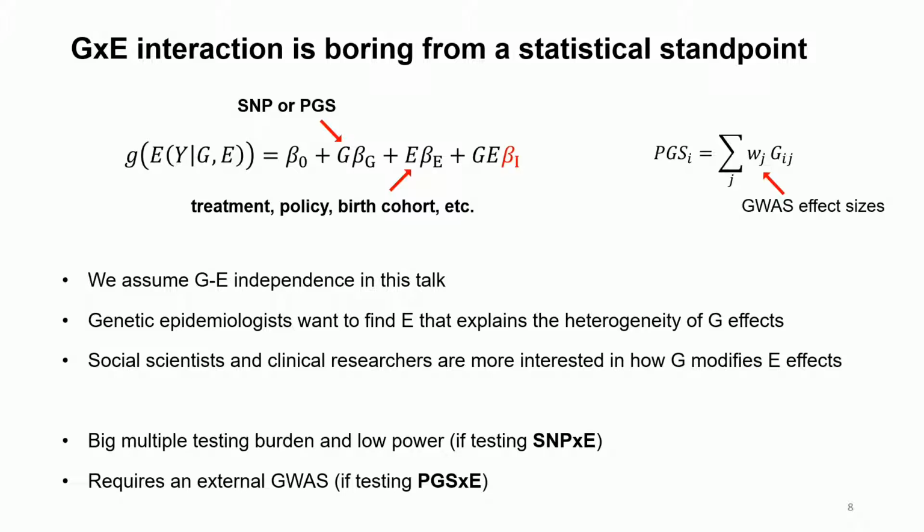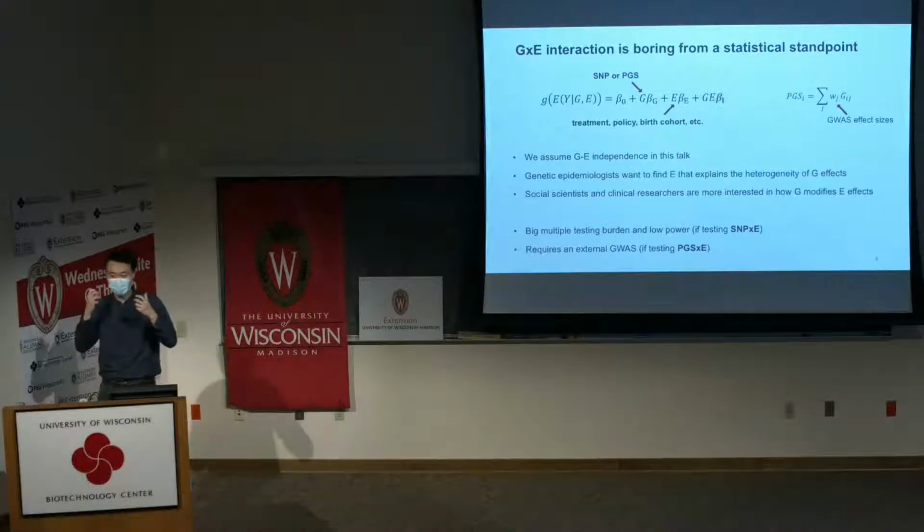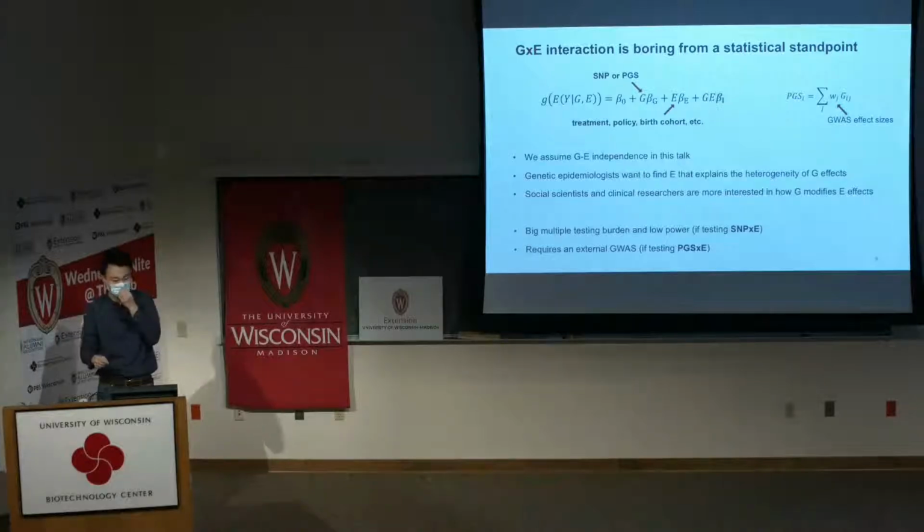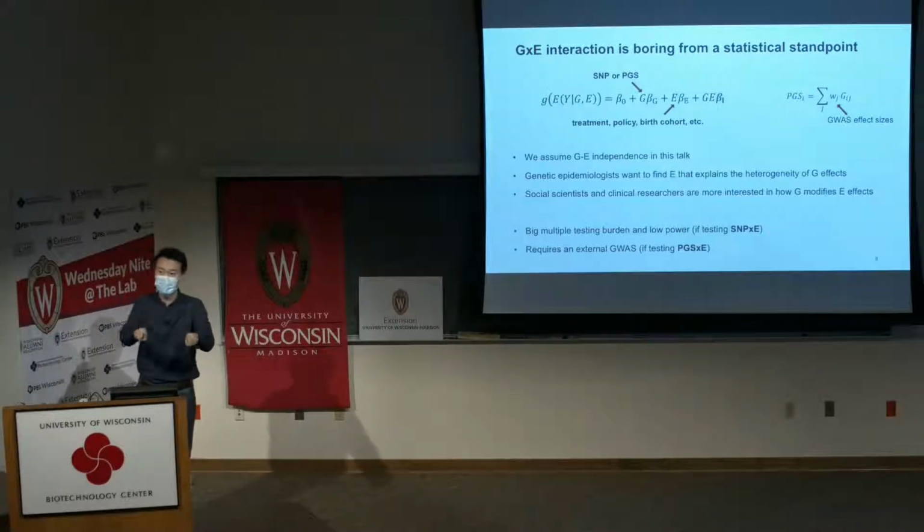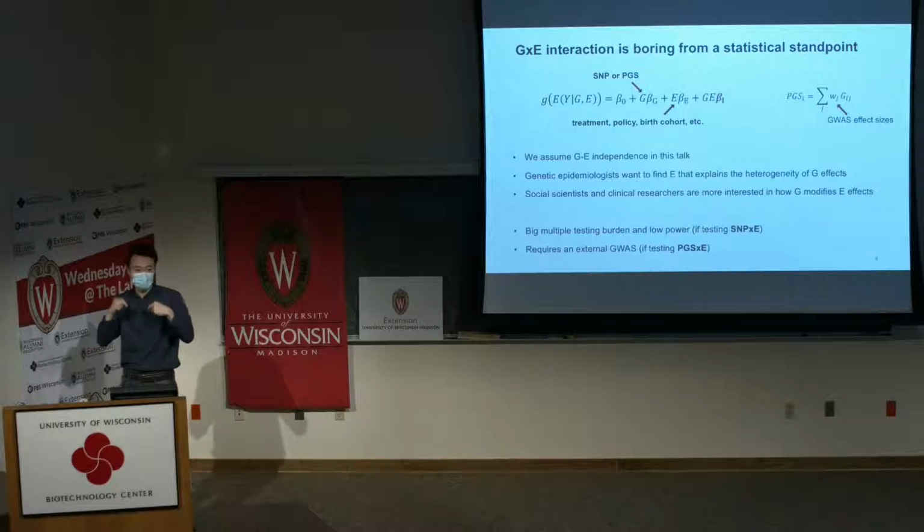But social scientists look at this in a very different perspective, although the model looks exactly the same. Or clinical researchers, actually, people have a pre-specified E in mind. Let's say I have a treatment. It's a randomized clinical trial. I have a treatment, but somehow it works on some people. It doesn't work on other people. Can I use genetics to define these subgroups, right? Is it possible that your genes modify the effect of my treatment?